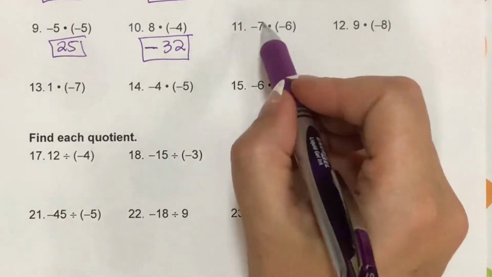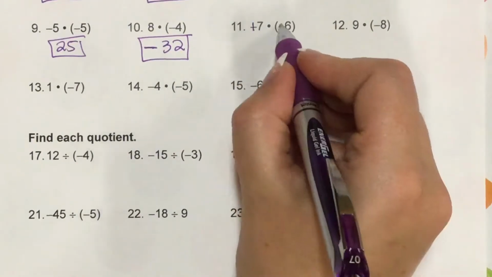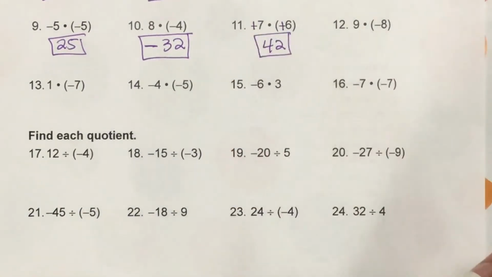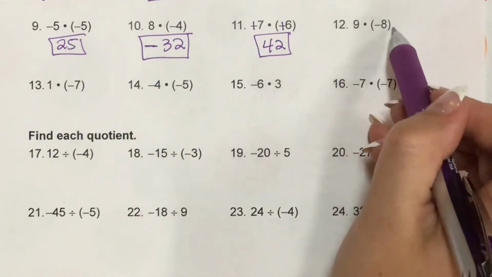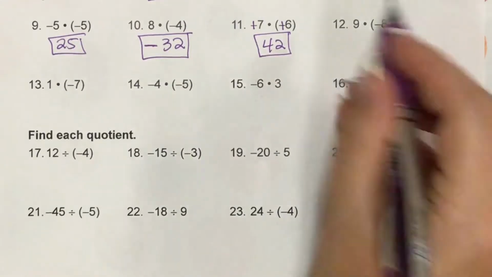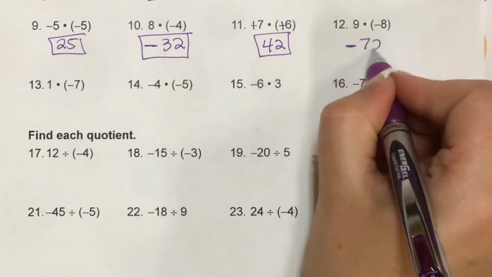Here we go with 11. We have a negative multiplied by a negative. A negative times a negative is a positive. So 7 times 6 is 42. Number 12, 9 times a negative 8. This is positive, that's negative. So whenever you have a positive times a negative, your answer is going to be negative. And then you just go 9 times 8 is 72.